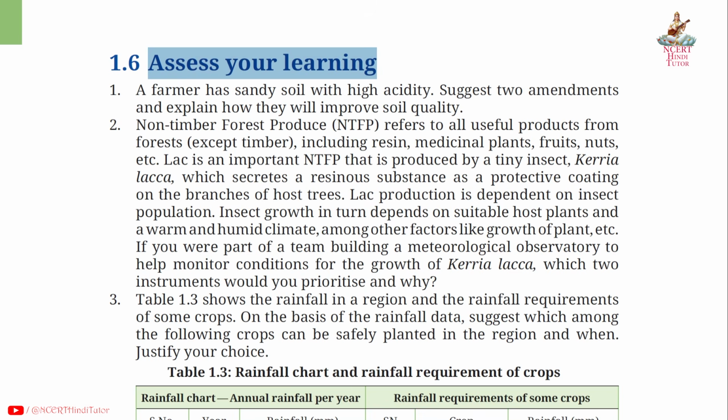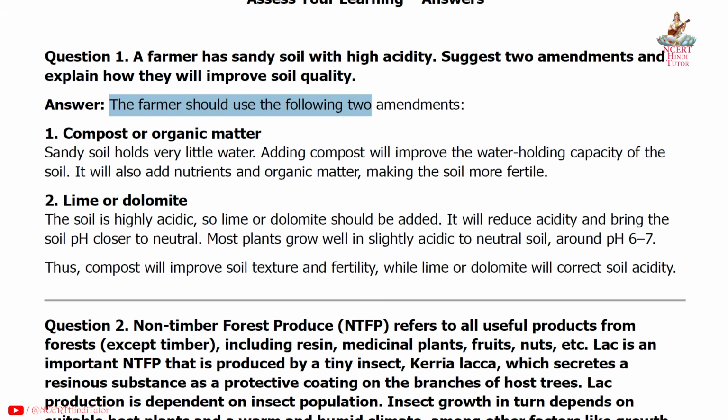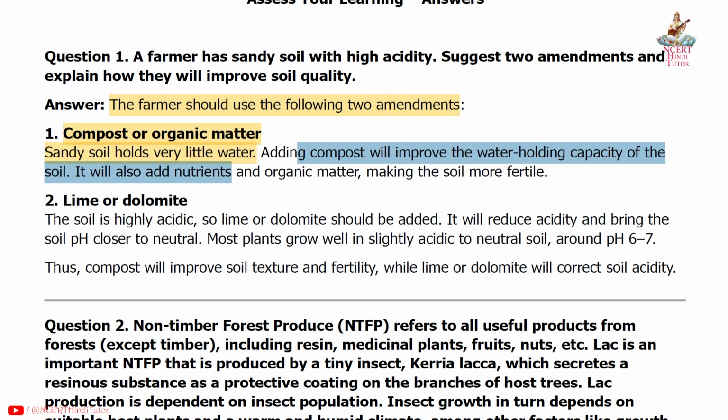Next, assess your learning. Question 1. A farmer has sandy soil with high acidity. Suggest two amendments and explain how they will improve soil quality. Answer. The farmer should use the following two amendments. First, compost or organic matter. Sandy soil holds very little water. Adding compost will improve the water holding capacity of the soil. It will also add nutrients and organic matter, making the soil more fertile.